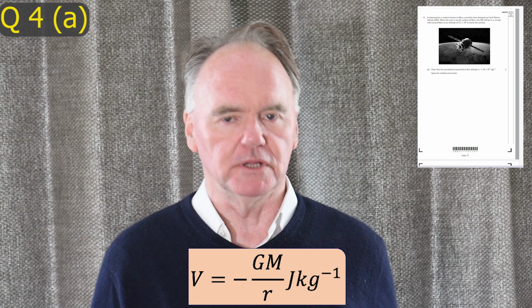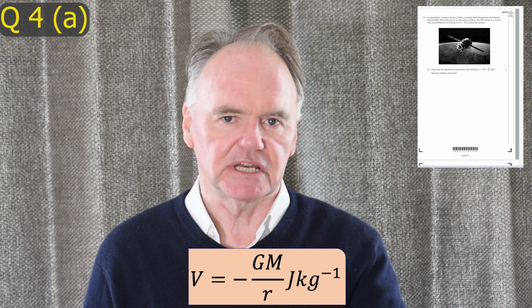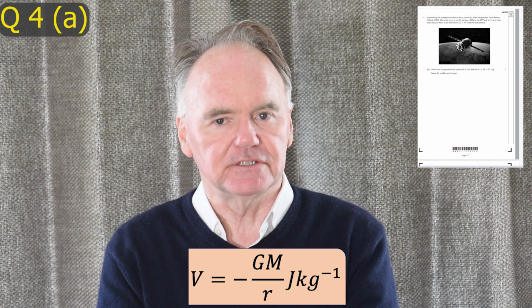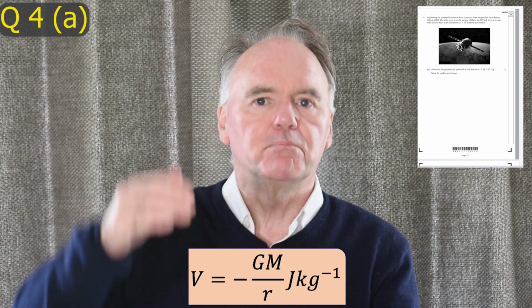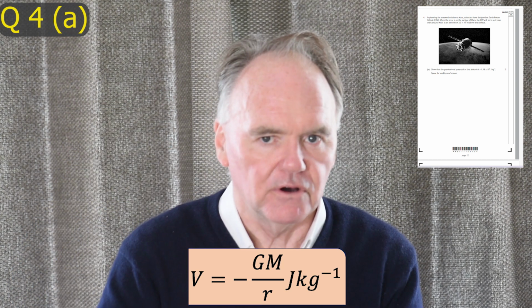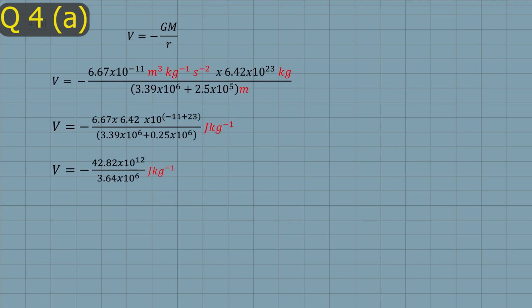Question 4a. We're asked to find the potential at a point above the surface of Mars. For that we have a formula. V is equal to negative GM divided by r, where G is the gravitational constant, M is the mass of the planet, and r is the distance from the centre of the planet to the point in space in question. And that's the radius of Mars, 3.39 times 10 to the 6 metres, plus the height above Mars, 2.5 times 10 to the 5 metres. Put that into the formula and we get negative 1.18 times 10 to the 7 joules per kilogram.